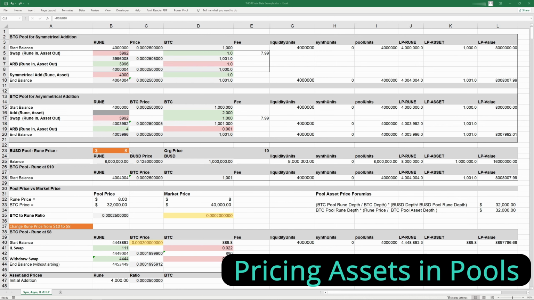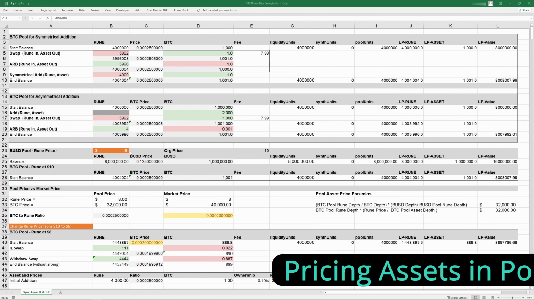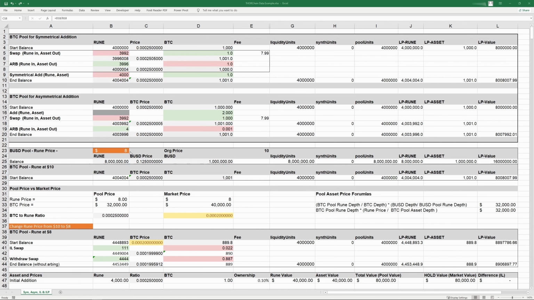So every automated market maker, that really is a tongue twister, will use a stablecoin pool to price its assets, and THORChain is no different. In something like Uniswap, they would use an Ethereum to USDT pool to find the price of Ethereum. BepSwap uses the BUSD pool, and we're going to use the same thing in our example in order to price the pool. And I'm just going to reset the spreadsheet here because Rune is at $10.